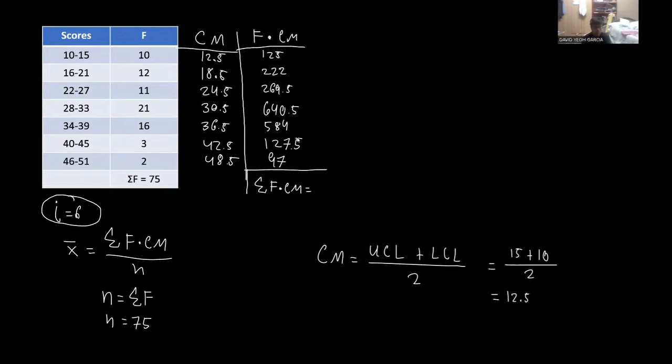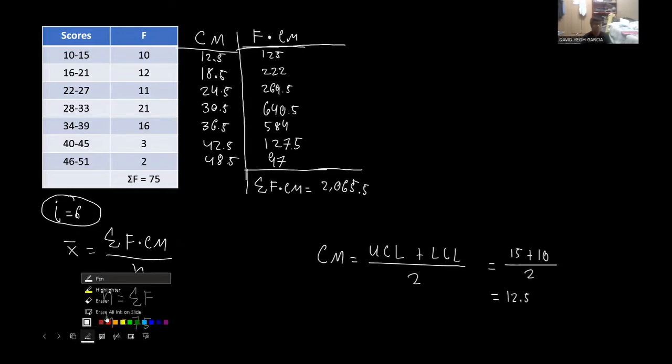Where was I? I'm sorry. 269.5, 584, 127.5, and 97. So we will have a total of 2065.5. That's it. All right.